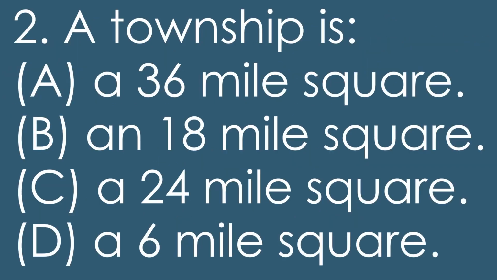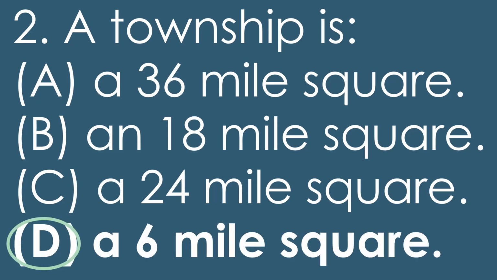2. A township is A, 36-mile square, B, an 18-mile square, C, a 24-mile square, D, a 6-mile square. Well, what is a township? Remember, township falls under that government survey method where we have the intersections of the principal and base lines, and we're going to go through that. And then we use townships that are those squares that spread out. Well, the correct answer here is a 6-mile square. Now, why is it? Let's go through it.